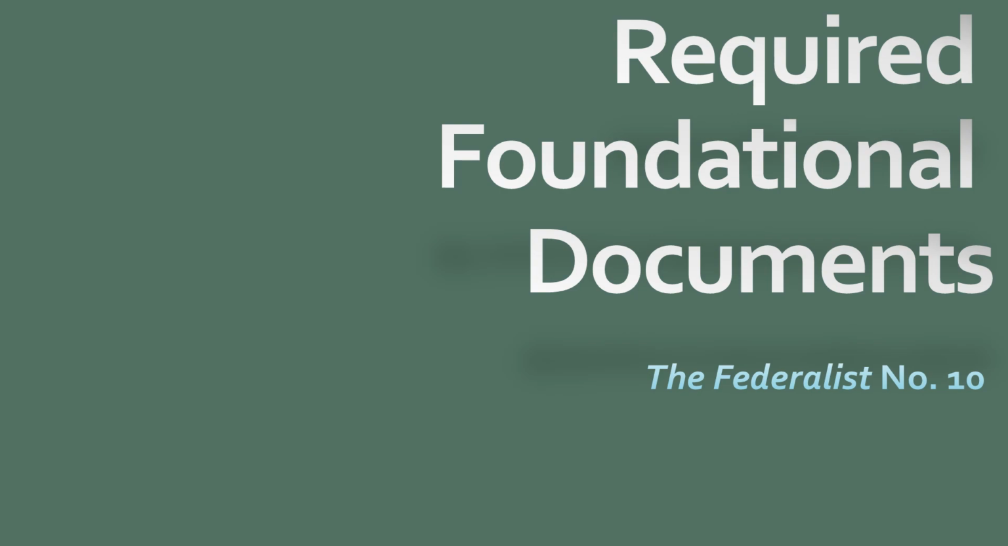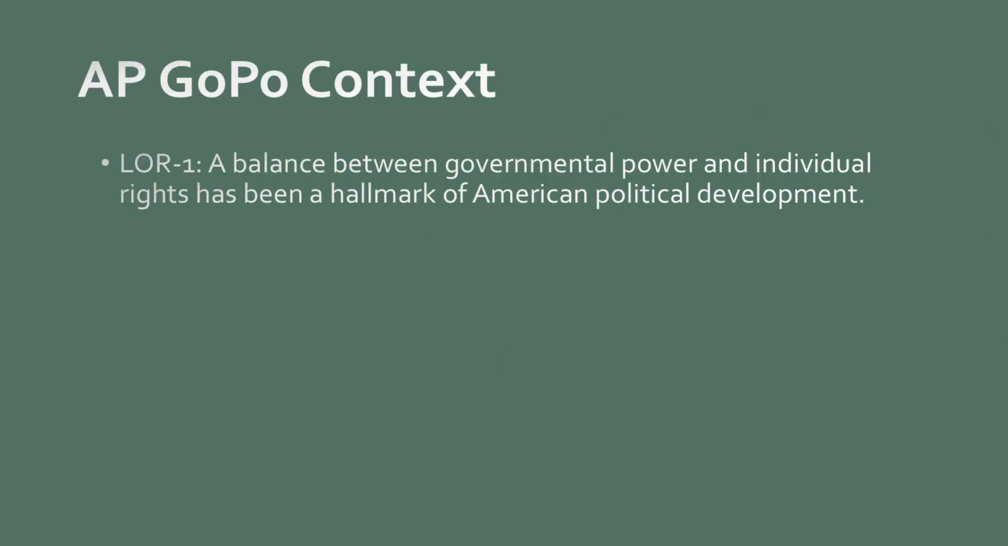All right, welcome back. Our second required foundational document, Federalist number 10. Let's get to it. Again, consider the context with which the AP Gov exam wants us to look at this. It's that same one as Brutus, the balance between governmental power and individual rights. So that's what we're going to consider in this episode.